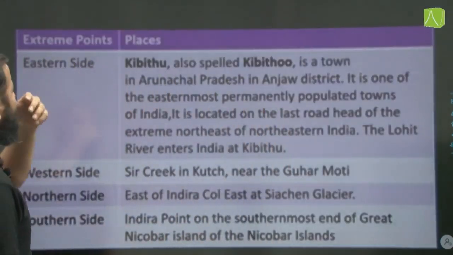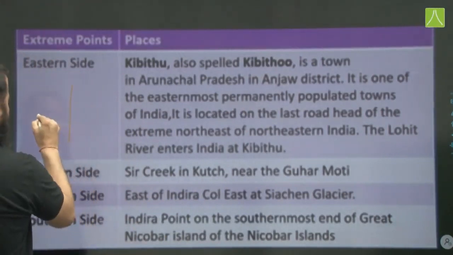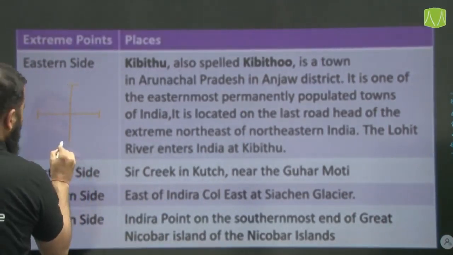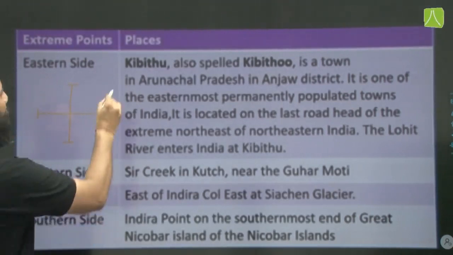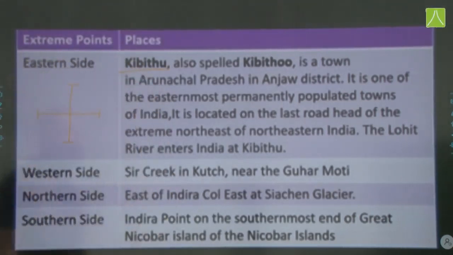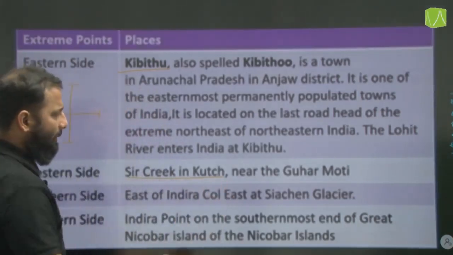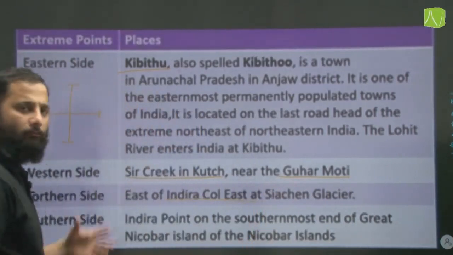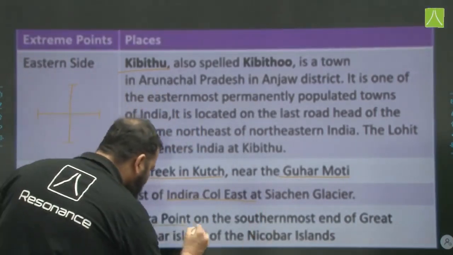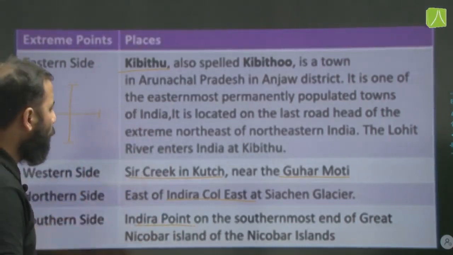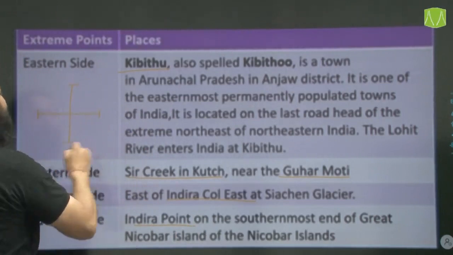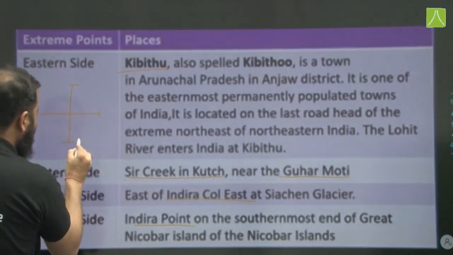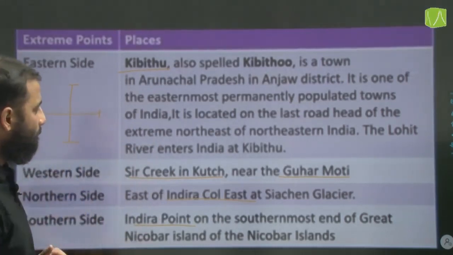Now, the extreme points, when we see the map of India. This is your easternmost point, the northernmost point, westernmost point and the southernmost point. On the eastern side it is Kibithu. Then on the western side it is Sir Creek in Kutch or Guhar Moti, which we refer to. On the northern side it is Indira Col in the Siachen Glacier, and on the southern side it is Indira Point, which was submerged in the 2004 tsunami. When we are talking about mainland India, okay, one is the Indian Union and one is mainland India, we take Kanyakumari as the southernmost point.